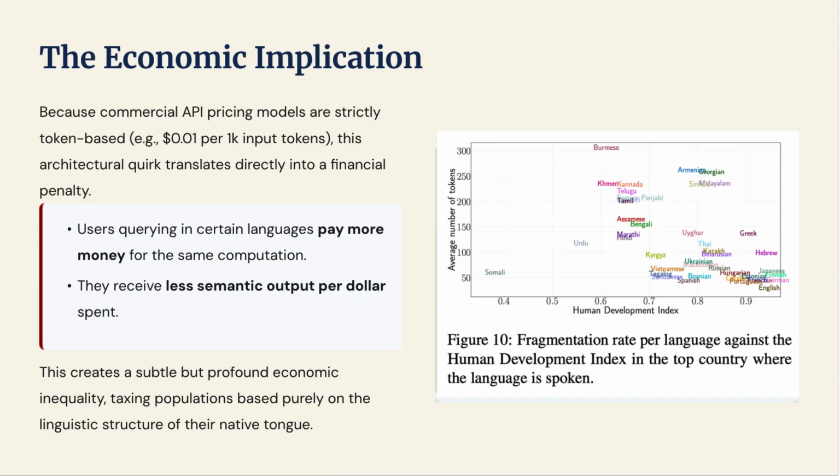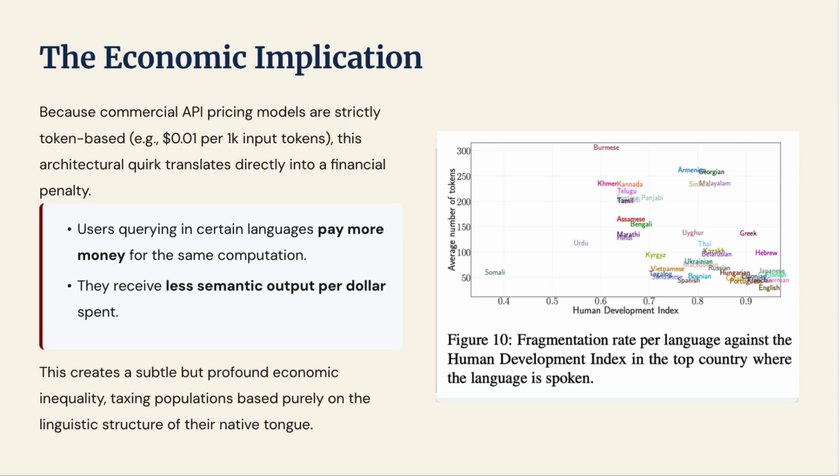This means that users interacting in a certain language end up paying more for the same task because their inputs are broken into more tokens. At the same time, they effectively get less semantic output per dollar that they spend. Now, what makes this especially concerning is the broader implication. This is not just a technical inefficiency, but it also creates a form of economic inequality at scale. People are being indirectly taxed because of the structure of their language.